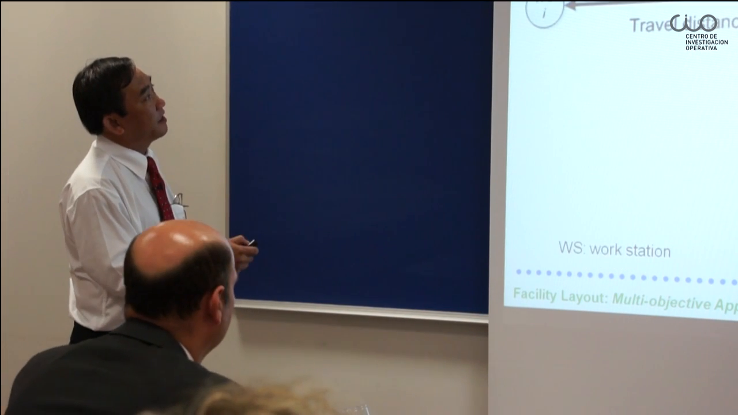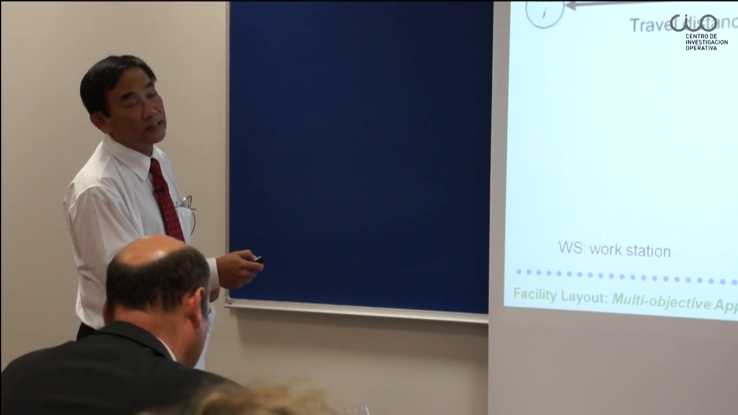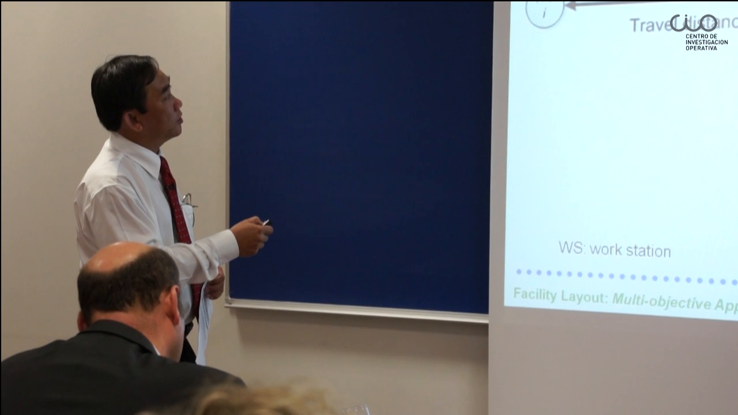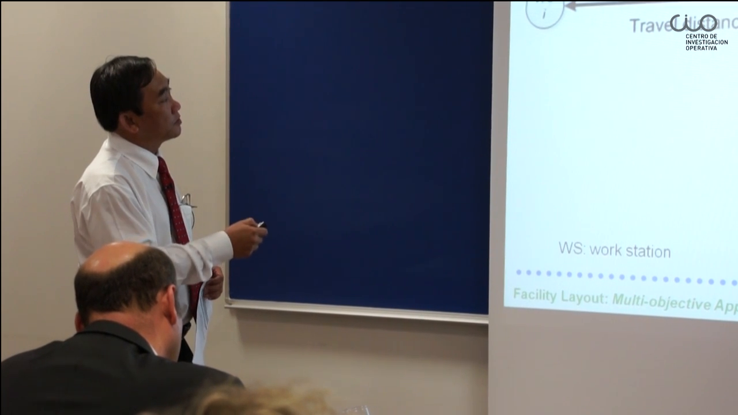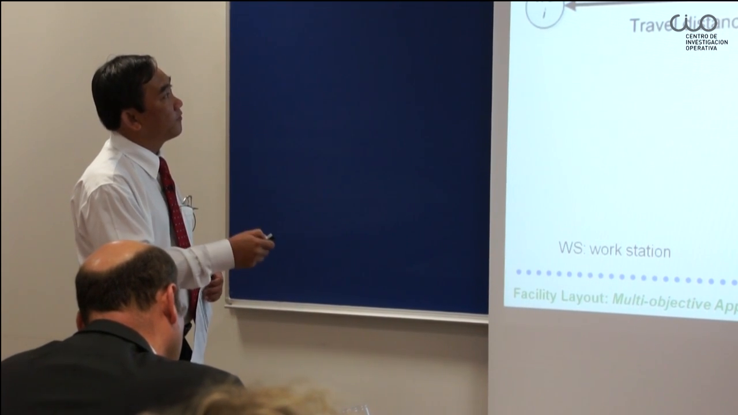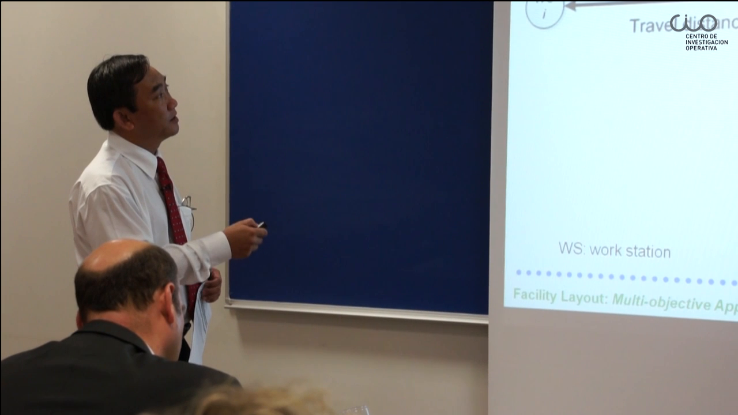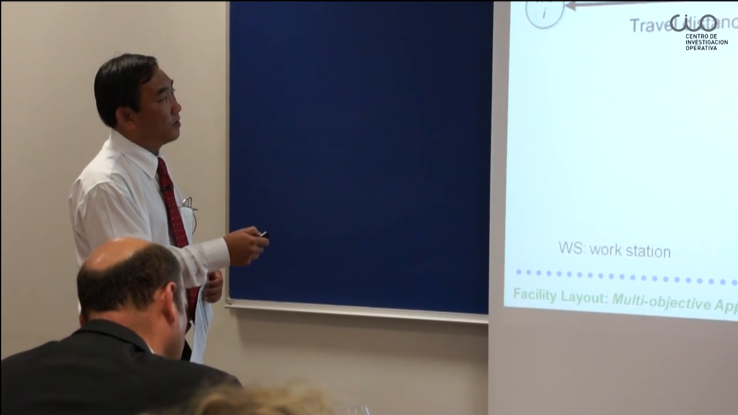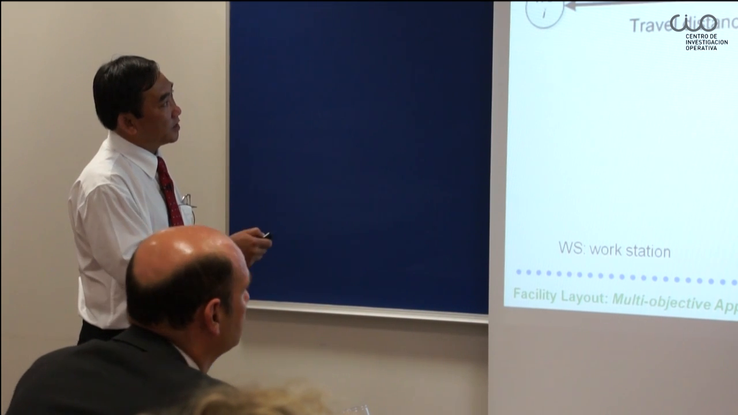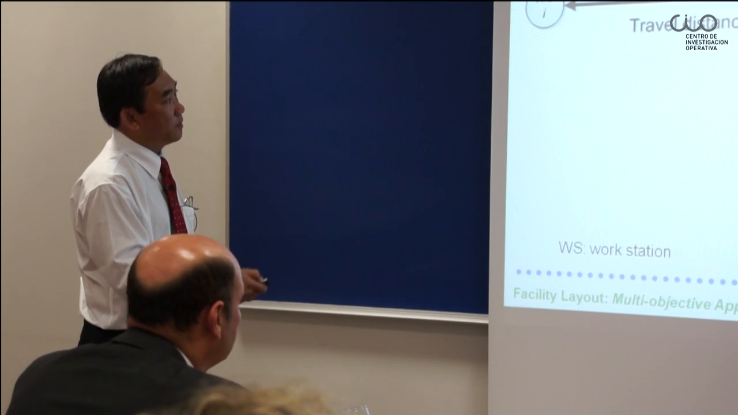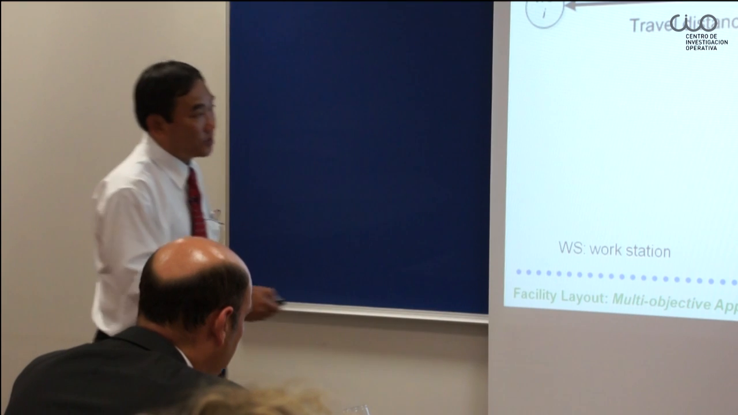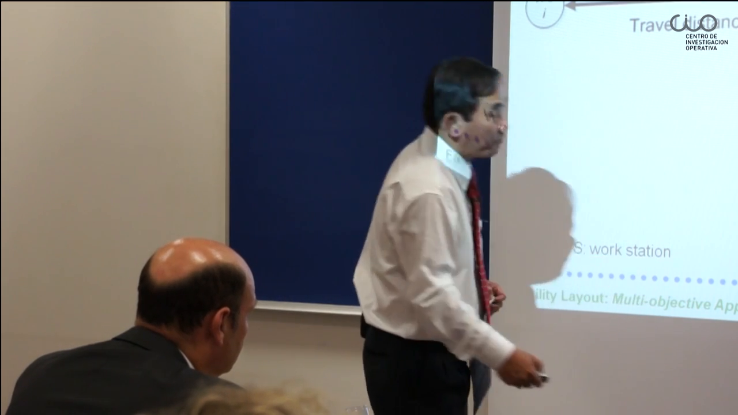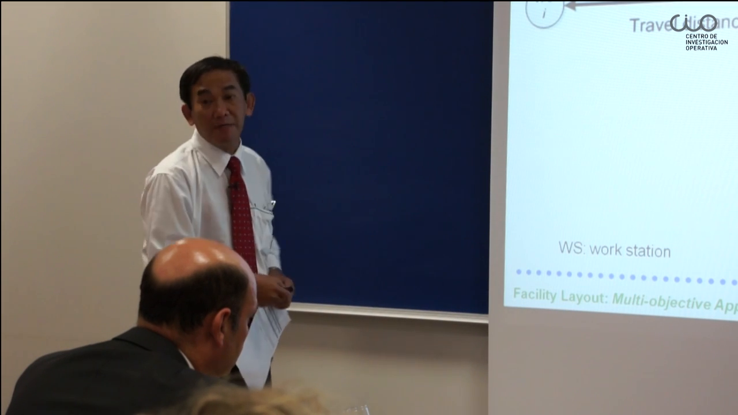The first objective should be minimized. So if you have two workstations or two machines, usually you have to move from one to the other one. This one we call workflow. If we take the workflow and multiply it with the distance, that is the total workflow, which gives the travel time here. So this objective must be minimized.